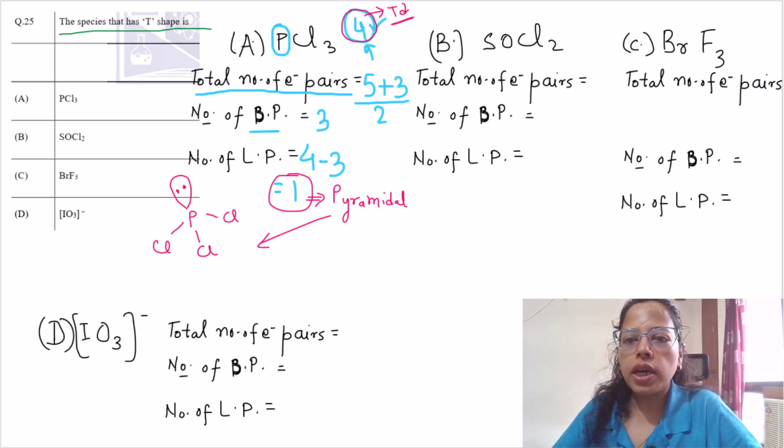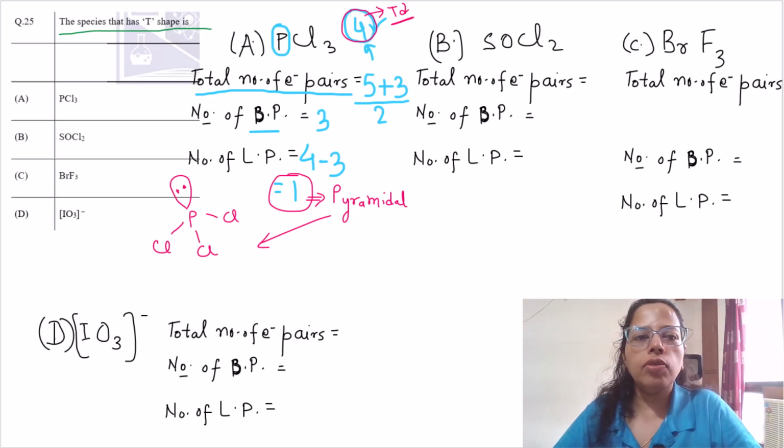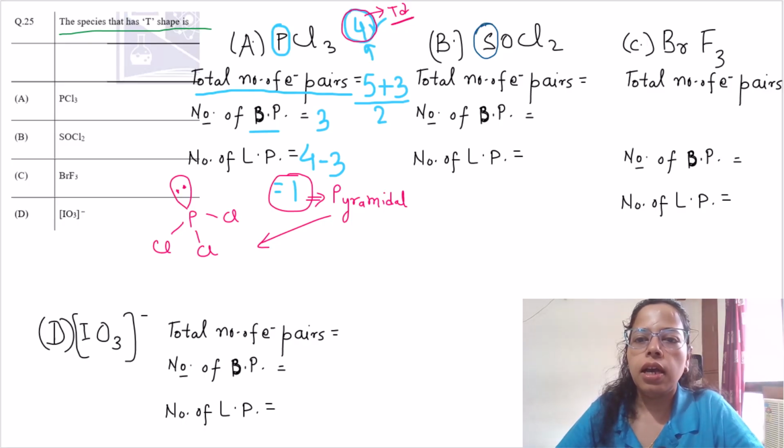Now coming to SOCl2. So which one of these is the central atom? Between sulfur and oxygen, sulfur is the central atom. Why? Because when we have only one atom of each, then we have to decide based on the electronegativity. That also we have discussed in my previous videos. So sulfur has a lower electronegativity, so this one is the central atom in SOCl2.